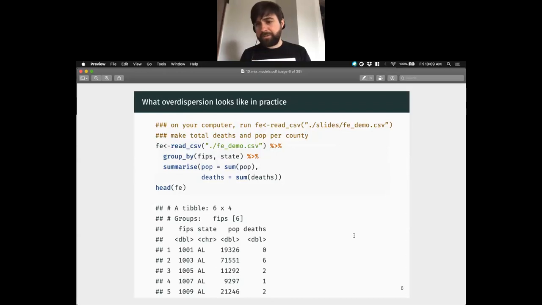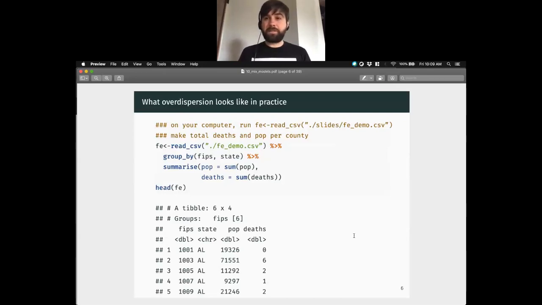So we're going to return to that fatal encounters data that we used a couple weeks ago. It's in your root directory as FE demo if you want to follow along. And what we're going to do is, so these are county level data by race of men's deaths, men killed by police.